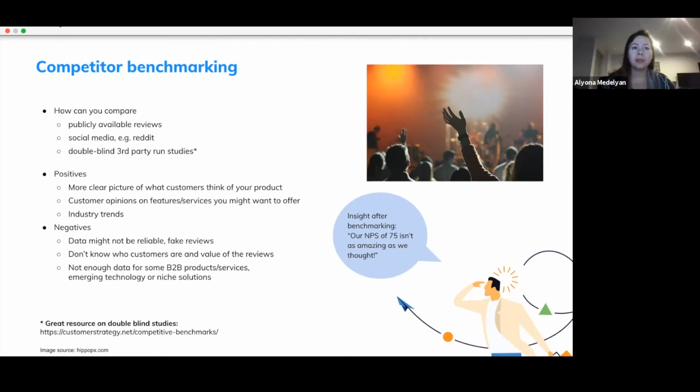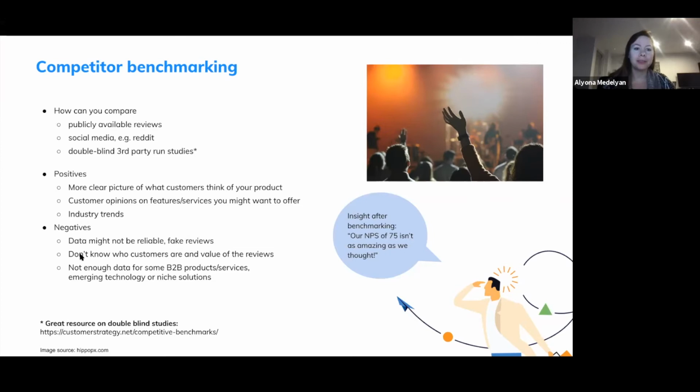Yeah, really good point. And I actually mentioned both of these concerns here, that you do have to make sure that the data is reliable. Looking at some of the review sites, a lot of the reviews are fake, and sometimes it's just not possible to get a good enough sample for B2B companies, or if it's a niche solution. So definitely a valid concern that you're bringing up.